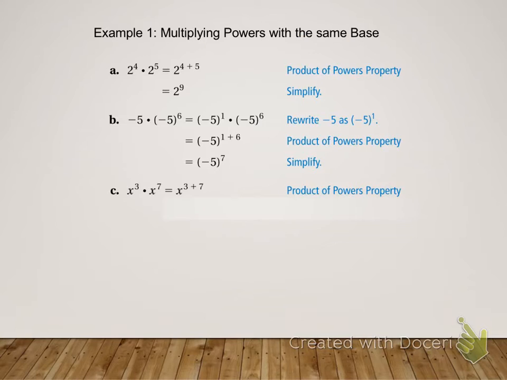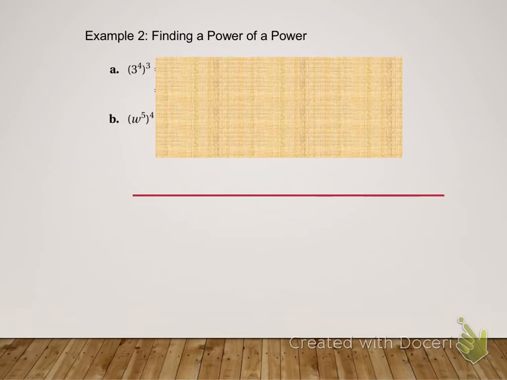So again, we've got x to the 3rd times x to the 7th, according to the product of powers property. I add the exponents. Simplify those and we get x to the 10th power. That's example 1. Now example 2, we're moving on to finding a power of a power.